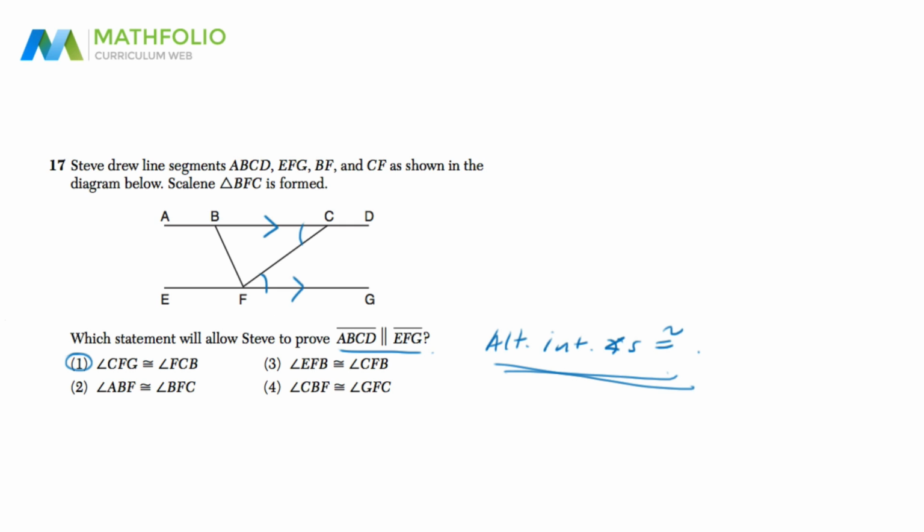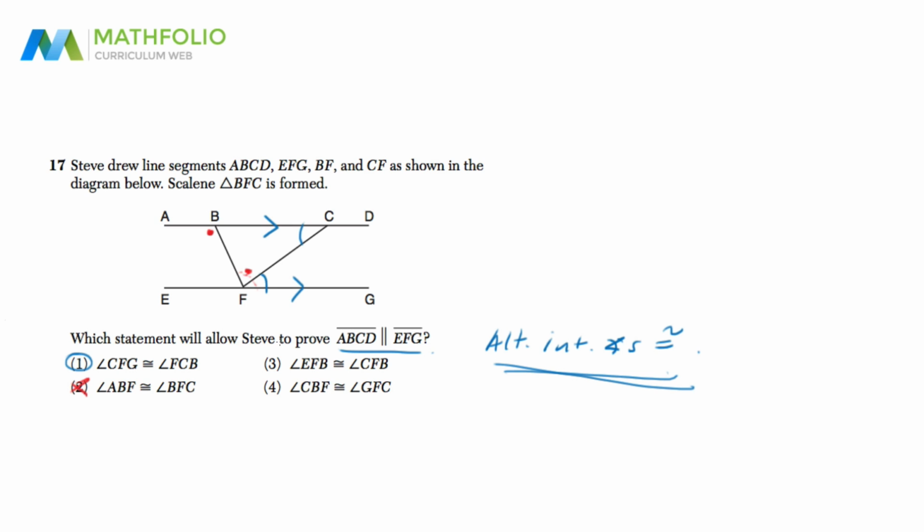Let's just check the cases of the other ones. I'm going to do this in red. So the next one says that ABF, so A to B to F, I'm going to put a little dot there, is congruent to BFC, B to F to C. Well, that's here. It's not quite alternate interior because it's missing this full angle. It's only getting a piece of it. So that's why it can't be 2.